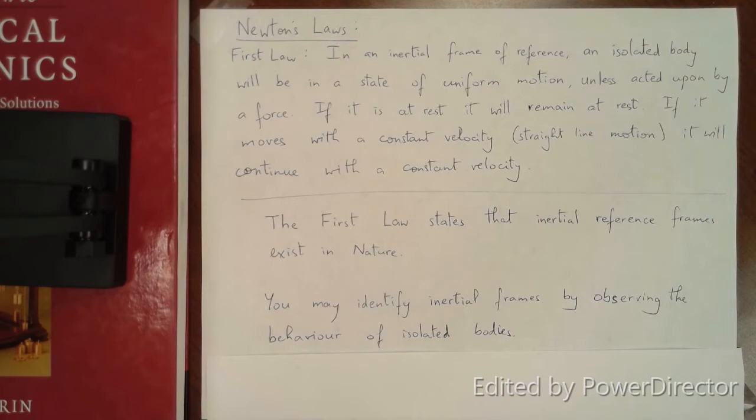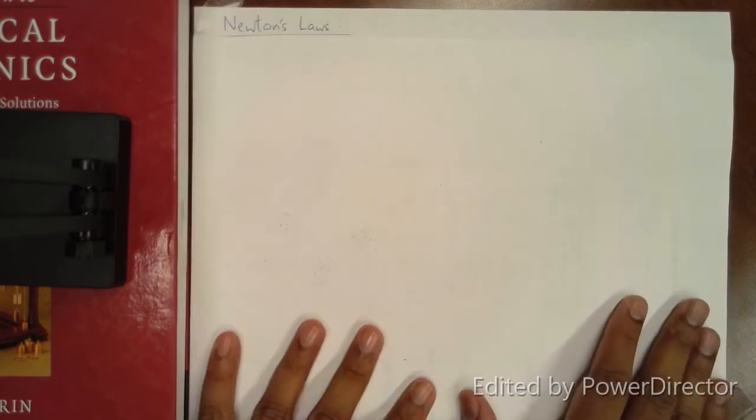So the first law defines inertial frames of reference and states that they can be found in nature. Newton's second and third laws are dependent on this existence of an inertial reference frame. If you are in a non-inertial reference frame, Newton's laws do not hold. We continue with Newton's second law.